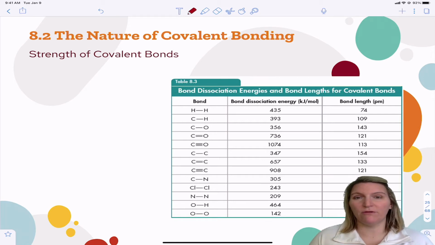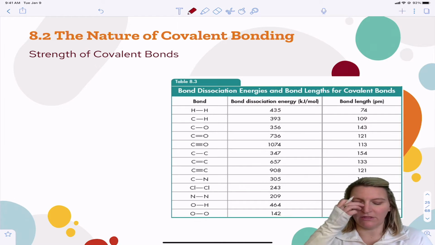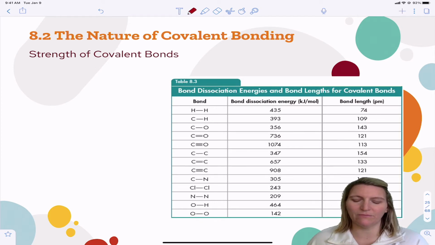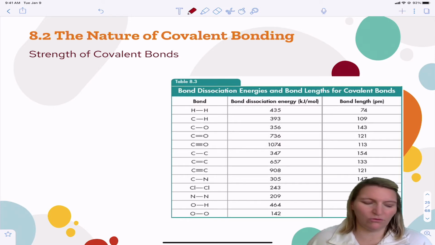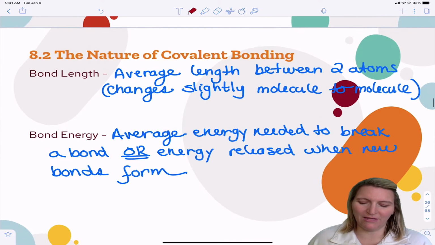So now that we've gone through drawing Lewis dot structures for both simple molecules and some molecules that have a little bit more advanced aspects of Lewis dot structures, now we're starting to look at the length and strength of these bonds themselves. This table shows you a sample of some covalent bonds, their bond dissociation energy, and their bond length. So what are those two things? What does that mean? We will go back to that table in a moment.